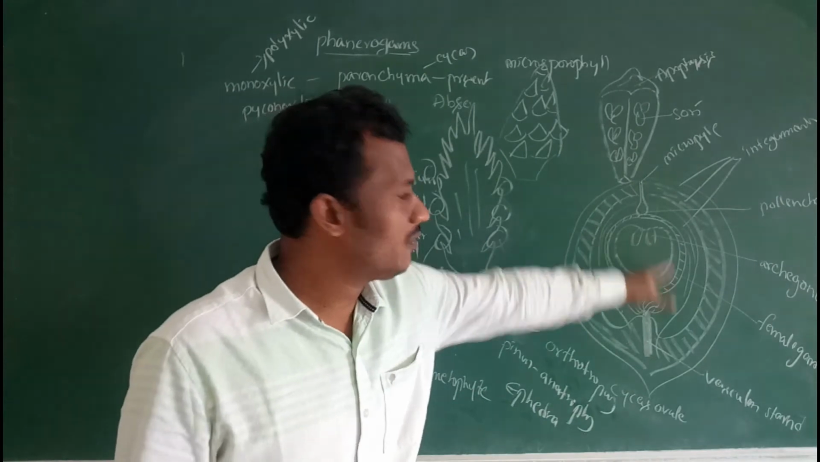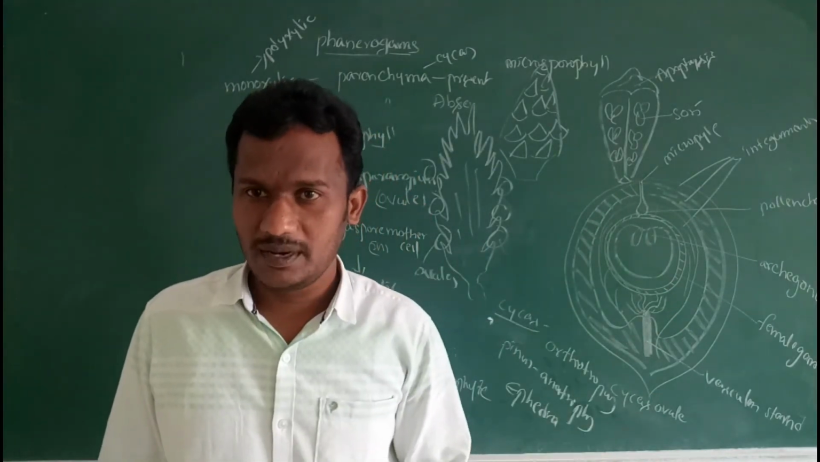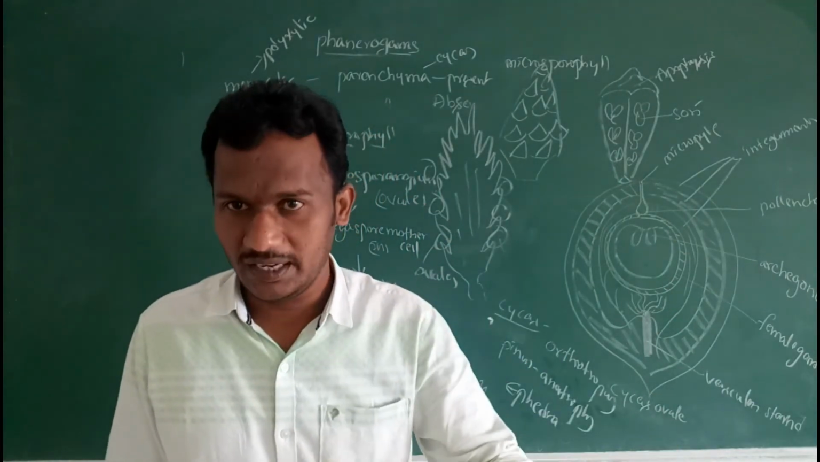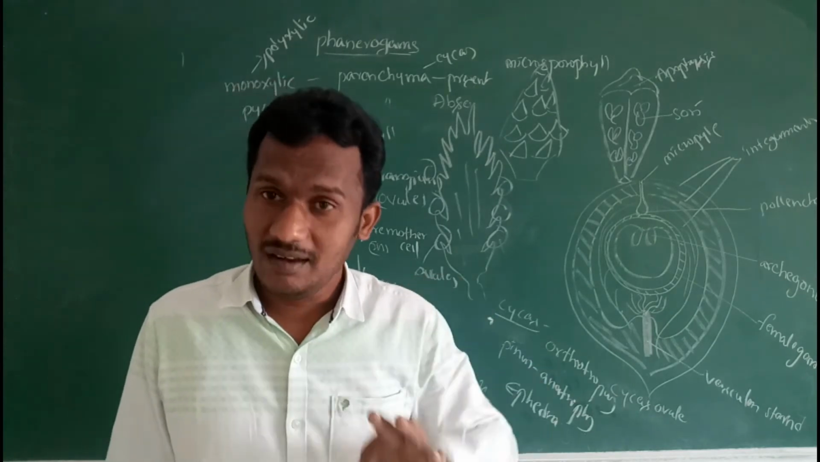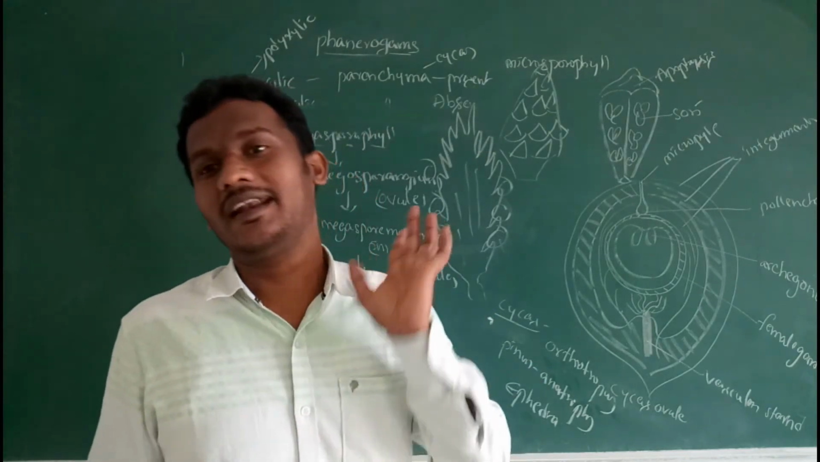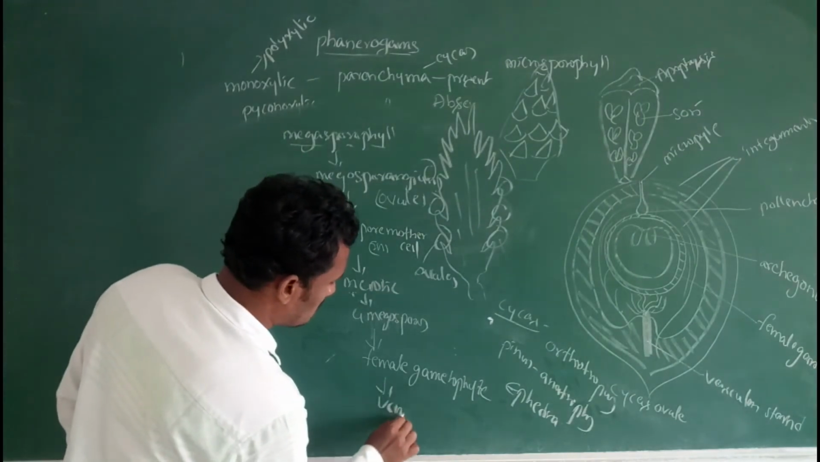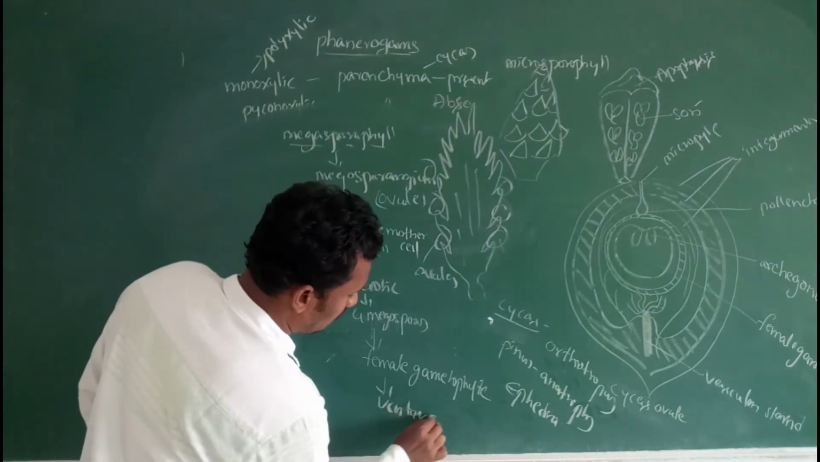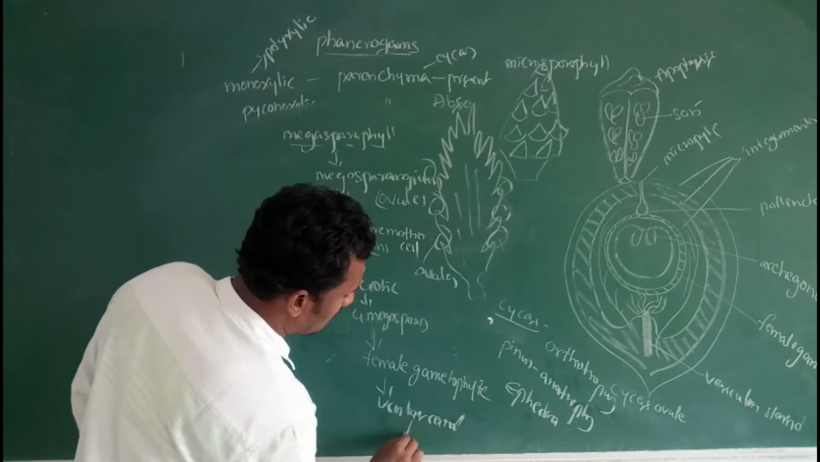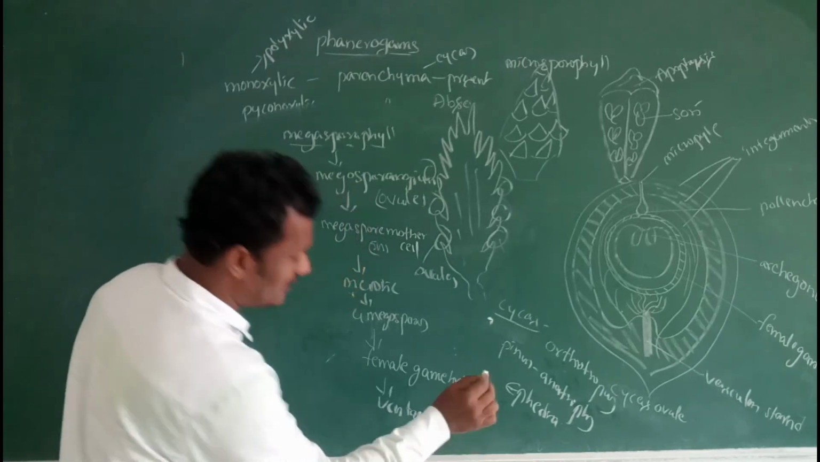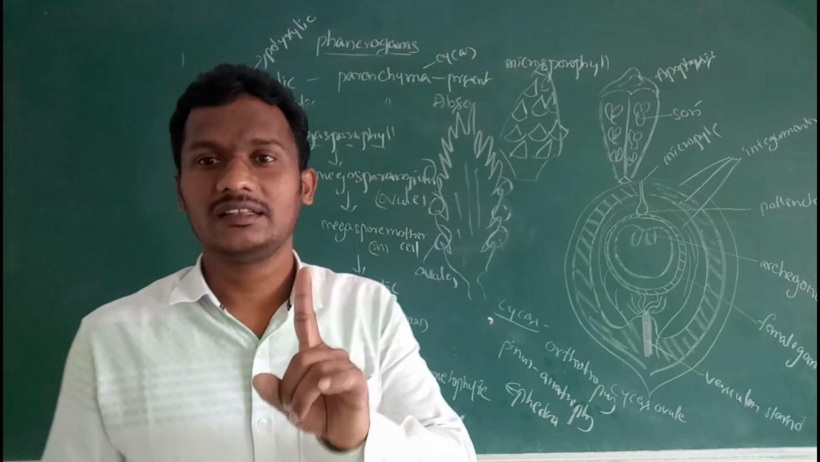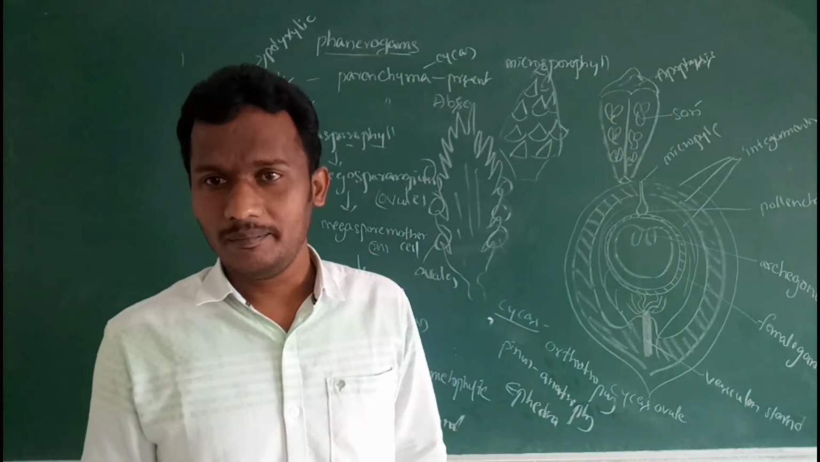Within the female gametophyte, archegonia are present, one or more in number. Within the archegonium, one ventral canal cell and one egg cell are present.